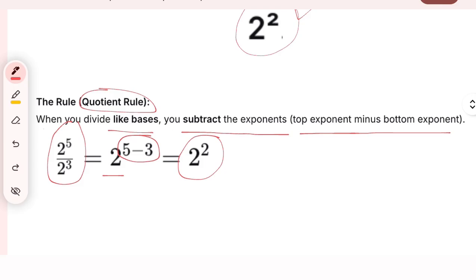All right? You can use the quotient rule if the base is the same. It doesn't have to be 2. It could be 3 or 4, for as long as the base of the numerator is the same as the base of the denominator. Then what you can do is subtract the exponents, the exponent of the numerator minus the exponent of the denominator. So this is why, in the quotient rule, the exponents are subtracted.